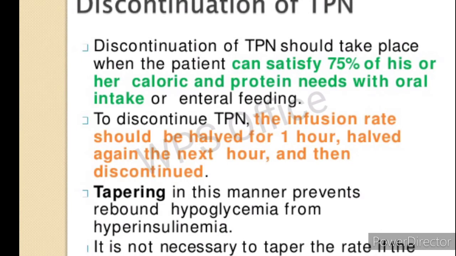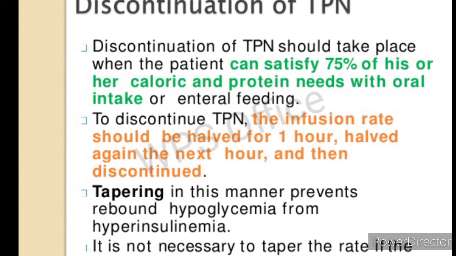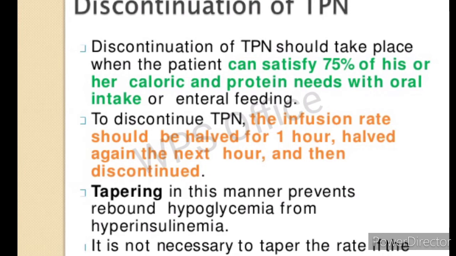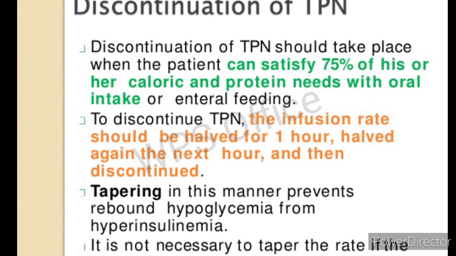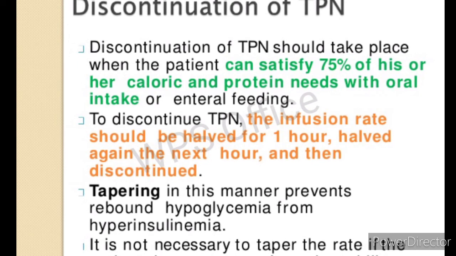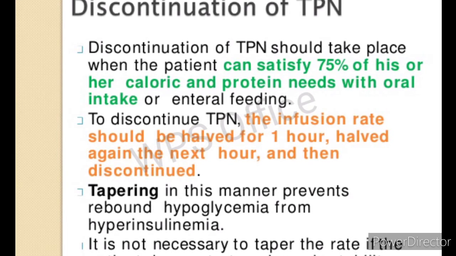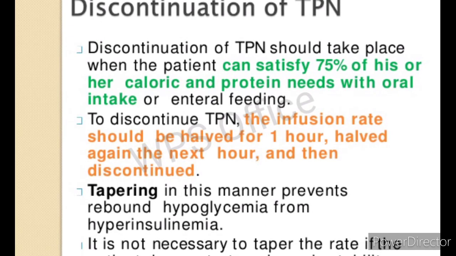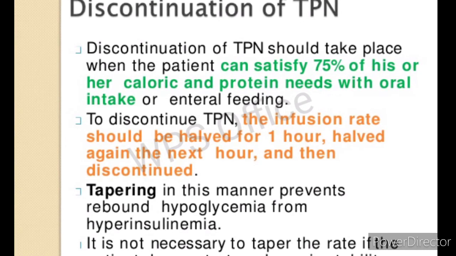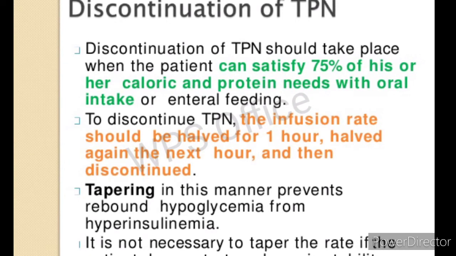Then how will we discontinue the TPN? We cannot directly stop the TPN like we do with IV fluids. Discontinuation of TPN should take place when the patient can satisfy 75% of his or her caloric and protein needs with oral intake or enteral feeding, through the NG tube or orally. If the person is able to satisfy 75% of caloric needs, only then should it be discontinued.